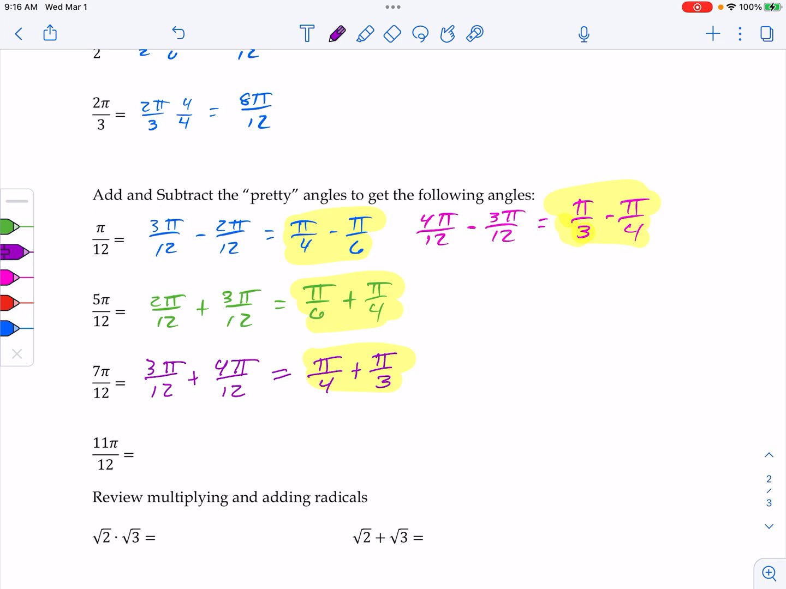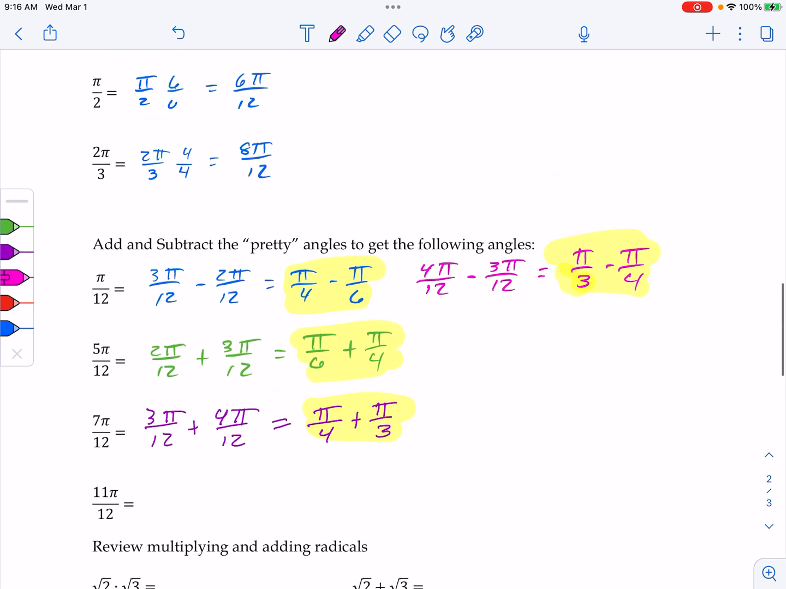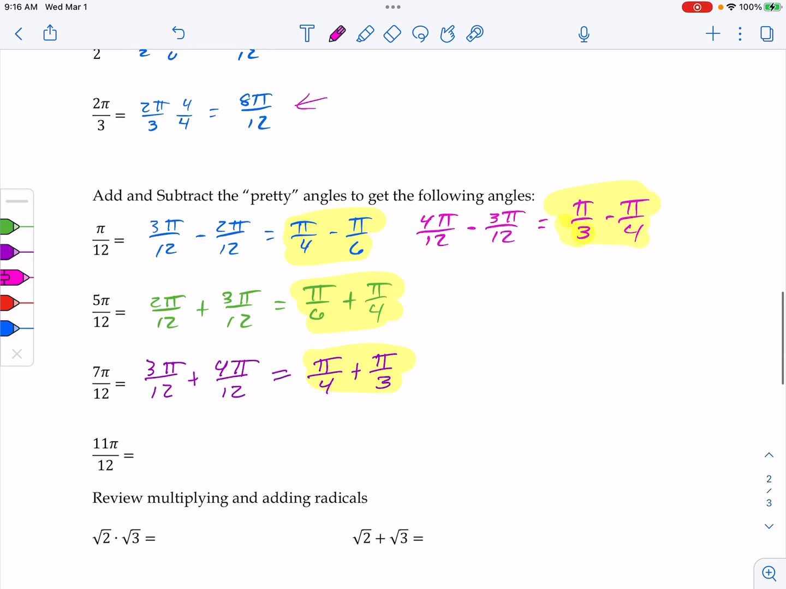Okay, let's do pink. Why not? How do I get 11? Well, that's where this one comes in. I can do 8 pi over 12 plus 3 pi over 12. So that's 2 pi over 3 plus pi over 4. And there's my sum to use for sum and difference identities.